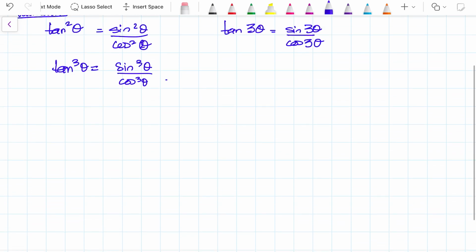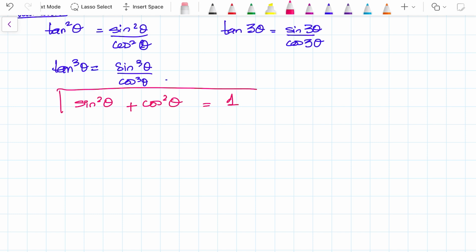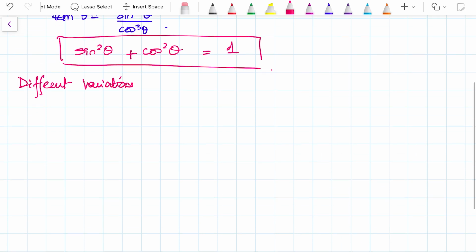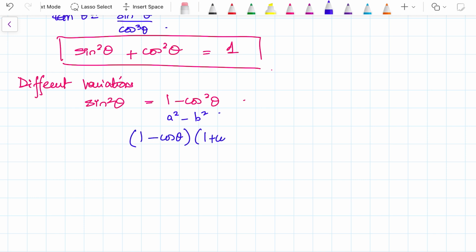Alright, now the first identity that we need to know is sine square theta plus cos square theta is equal to 1. This is also given in the formula book. Now how can we alter it? Different variations of the identity. We can move cos square to the other side, so it becomes 1 minus cos square theta. Now this resembles a square minus b square, so we can open it up like (1 minus cos theta)(1 plus cos theta).